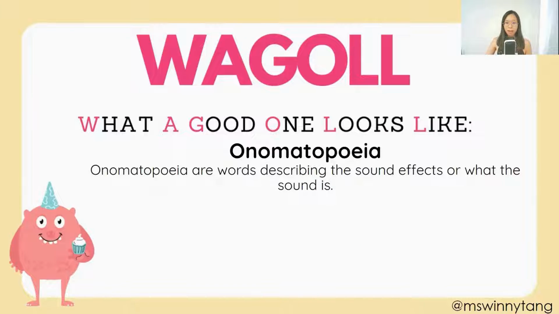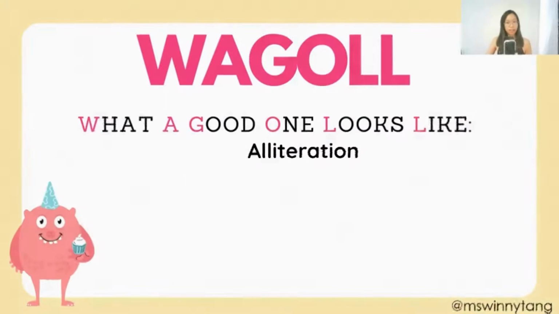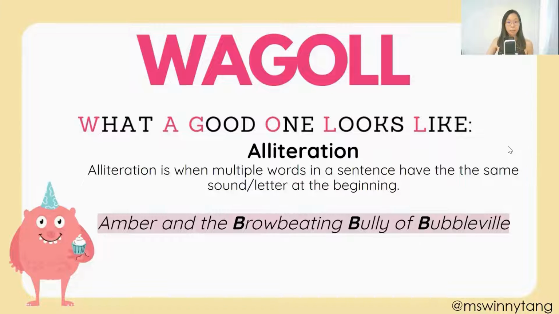Onomatopoeia. Onomatopoeia are words that describe the sound effects or what the sound is. For example, crack, bang, the sound of thunder boomed from inside the vortex. You can have alliteration. Alliteration is when multiple words in a sentence have the same sound or letter at the beginning. For example, the title of the story that I have just written, Amber and the Browbeating Bully of Bubbleville.